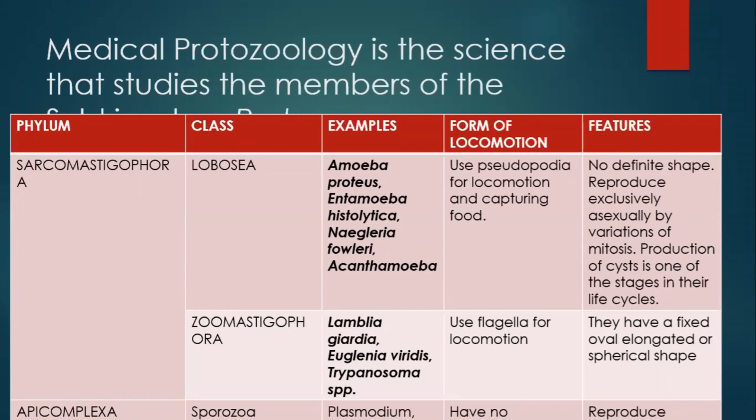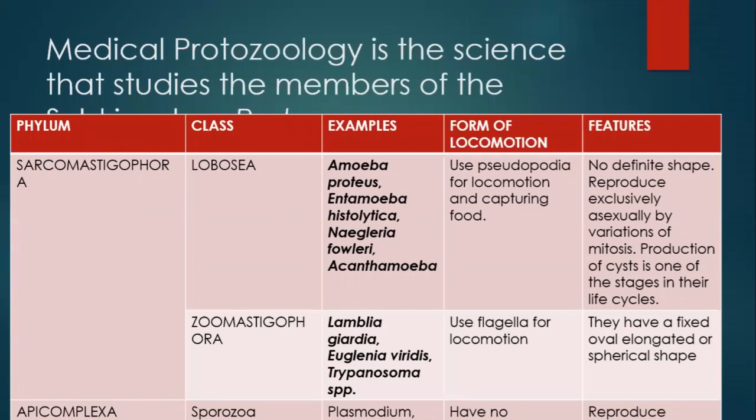And then we have the Apicomplexa. From the name Apicomplexa, it means they have a structure known as the apical complex, found at their apex, on their tips. The class under that phylum is Sporozoa. Examples are Plasmodium, and another major example is Toxoplasma gondii. They don't have organelles for their locomotion, and they reproduce sexually and asexually.